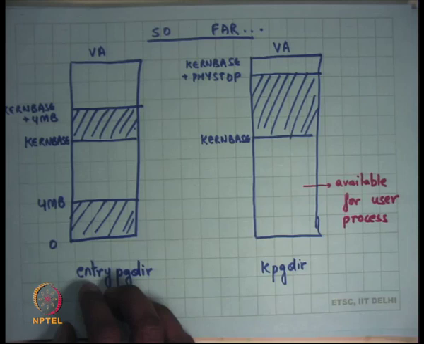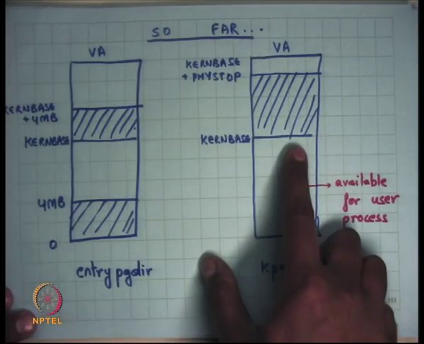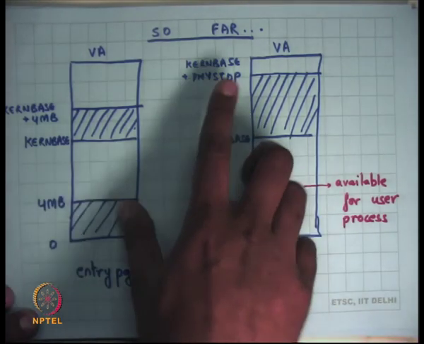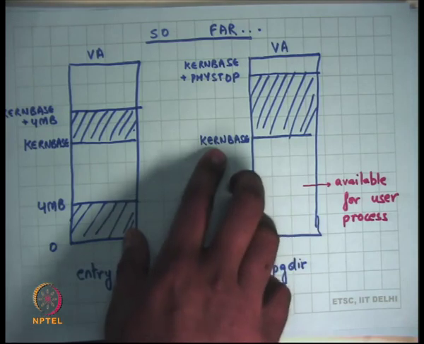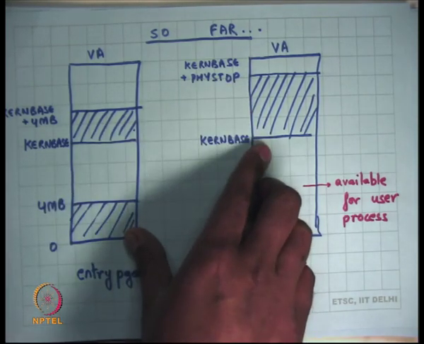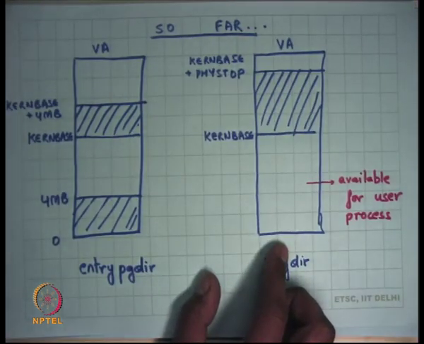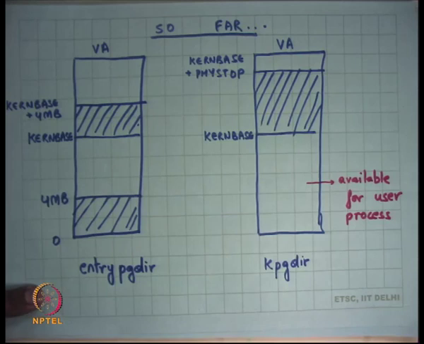So eventually it will want to move from the entry page directory, which was just a temporary thing, to something like this where you have mapped the physical memory in the kernel address space. Starting from kern base to, let's say, the maximum physical address that the kernel supports, which is phystop. So you will map kern base to kern base plus phystop to the physical addresses, and the lower addresses will be available for the user process, right? So the user can map its code here, map its data here, and so on.